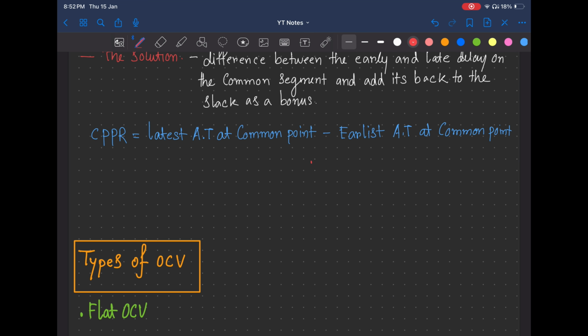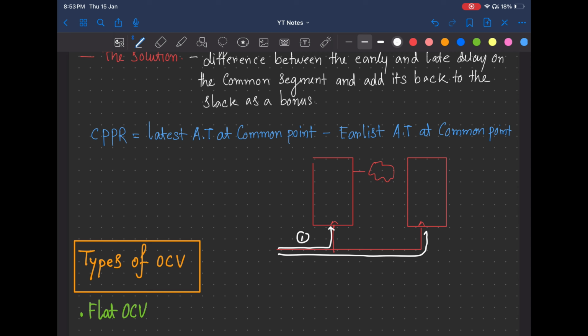If you remember this picture, there are two flops which are connected synchronously. If you carefully remember, this path is getting this clock path, and this second flop is sharing the clock which is mentioned here at 2.